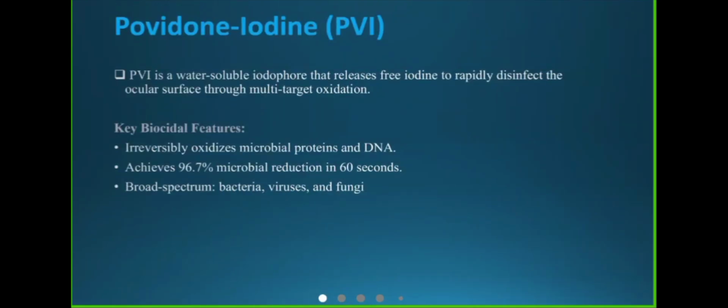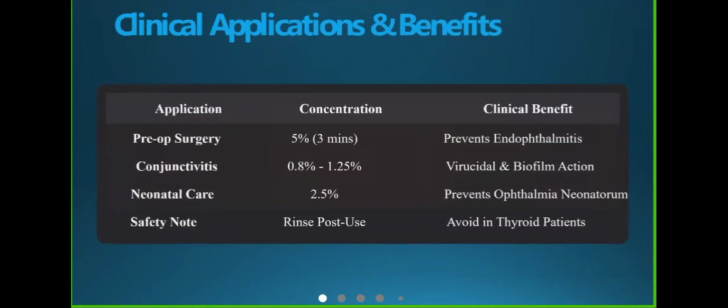Povidone iodine. So what is this povidone iodine? This povidone iodine is a water-soluble iodophore that releases free iodine to rapidly disinfect the ocular surface through multi-target oxidation. It irreversibly oxidizes microbial protein and DNA and achieves 96% microbial reduction in 60 seconds. And it is a broad spectrum agent which can kill bacteria, virus, and fungi as well. The clinical applications of this povidone are in pre-op surgery, conjunctivitis, and neonatal care.